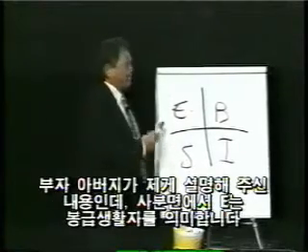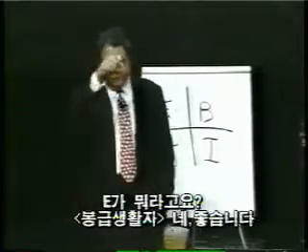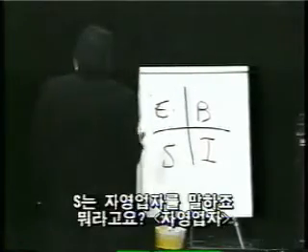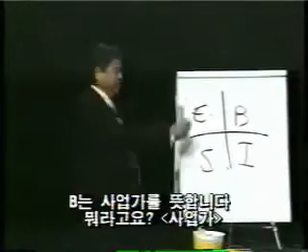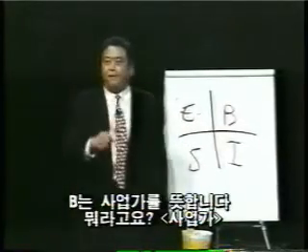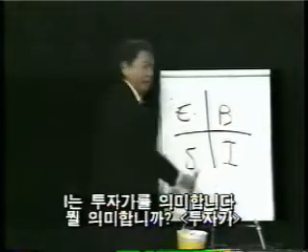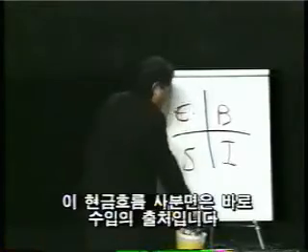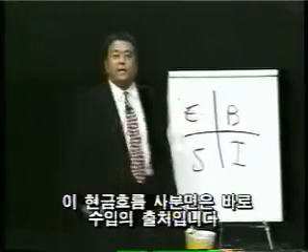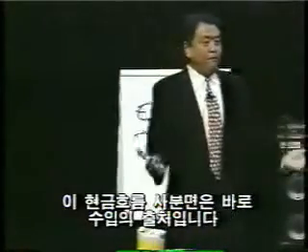The cash flow quadrant, the E stands for employee. What does E stand for? Employee. Very good. What does S stand for? Self-employed. What does S stand for? Self-employed. B stands for business owner. What does B stand for? Thank you. And I stands for investor. What does I stand for? Investor. So, the reason it's called the cash flow quadrant, it's because it's where does your cash flow from.